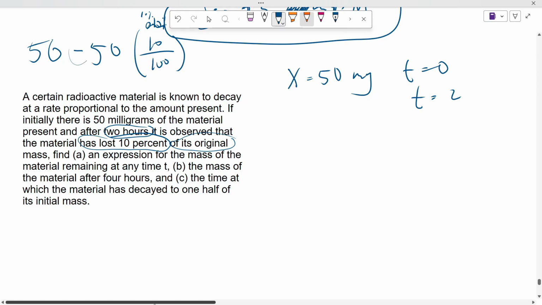Bakit minus? Yung kanina plus, diba? So sinabi is loss. Ito loss, kaya minus. Yung kanina increase, kaya plus. So 50 minus 5, it's 10 all over 100. Yung 10 all over 100 is 10%.